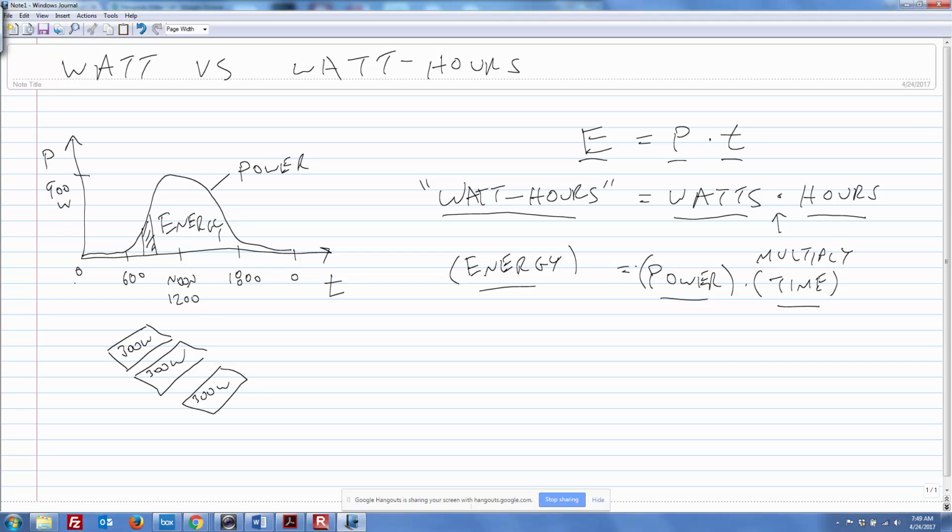So if we go through our day, starting at midnight, through 6 o'clock, through noon, through 18 o'clock or 6 p.m. and back to midnight, we might have as much as 900 watts coming through a system that's comprised of 3 panels, each with 300 watts. So this is how much energy flows through the system.